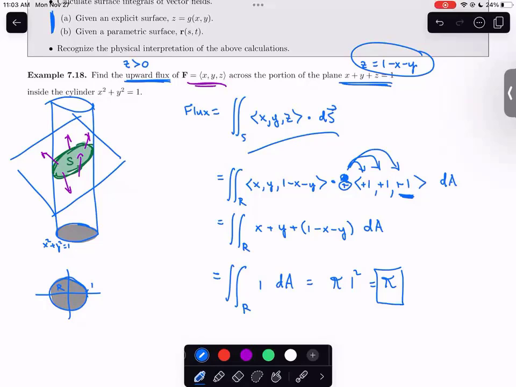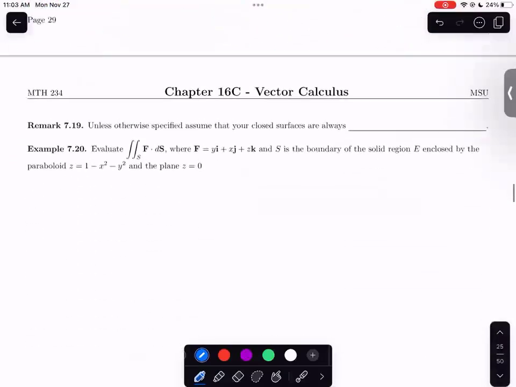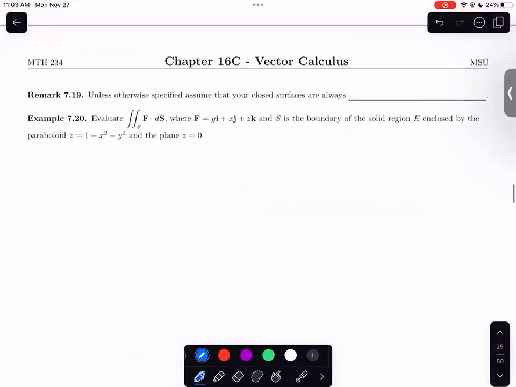All right. Any questions on this one? All right. Just as an FYI, right, unless otherwise specified, assume that your closed surfaces are always oriented positively. That's kind of the default here.